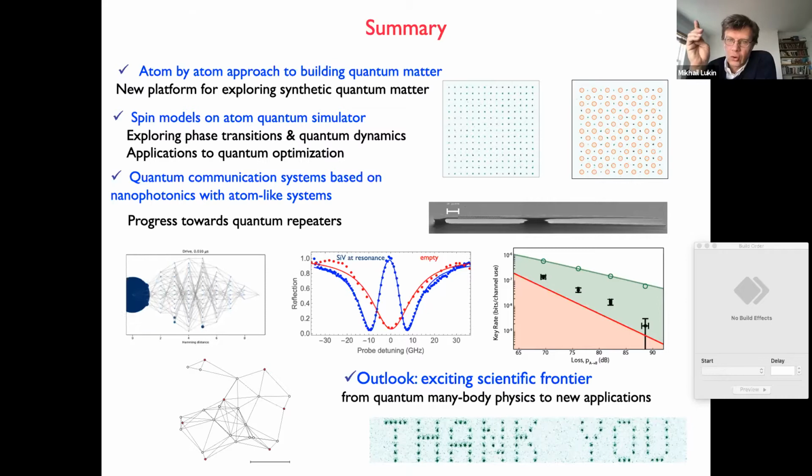Okay, what we compared in this plot, which you still see now: we modeled the loss by introducing a lossy element. This is a tabletop, not a field experiment. The red curve assumes that you have a perfect system except for this loss. Everything is perfect, the detectors, everything.